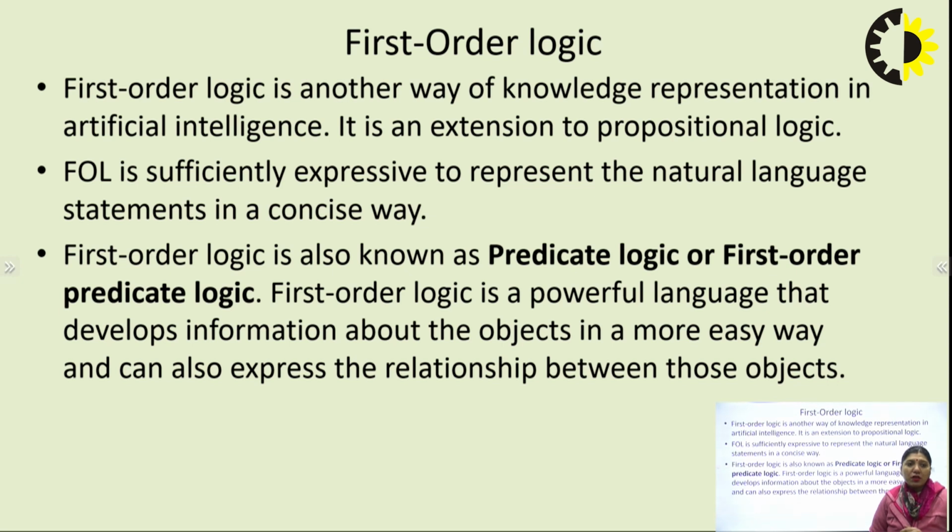First order logic is another way of knowledge representation. What is knowledge? We have already discussed it in previous classes. Simply saying, knowledge is meaningful information, which we acquire from certain data sets or from various places. That is basically knowledge. So this way of knowledge representation in AI is definitely an extension of propositional logic. The base is always propositional logic.